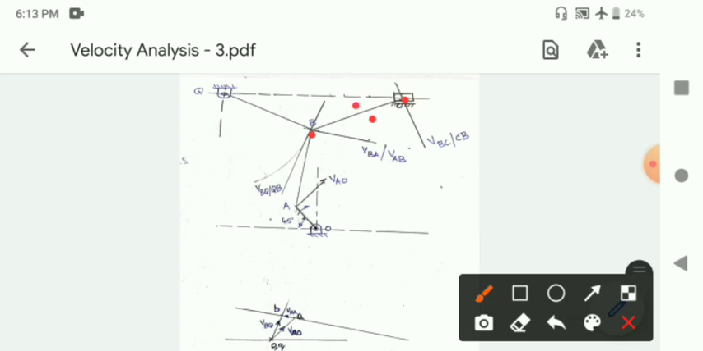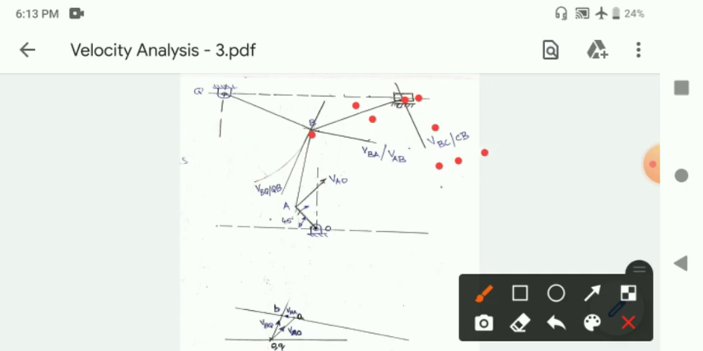So what you do is, from C or B, you draw a line perpendicular to BC. That is what I have drawn here. I have drawn a line perpendicular to BC from C. Okay. So this line will represent the line of action of velocity of B relative to C or C relative to B.